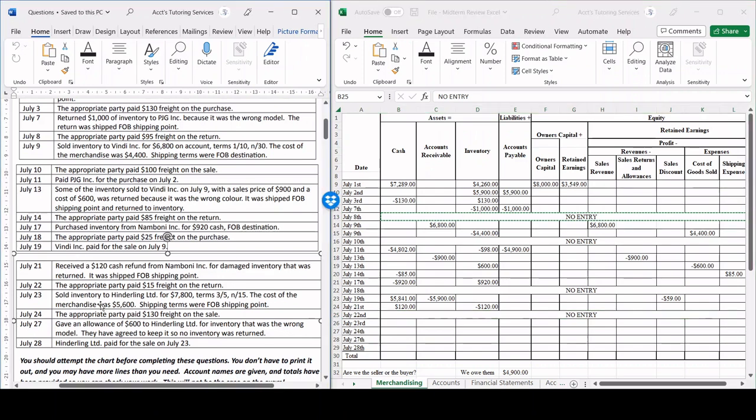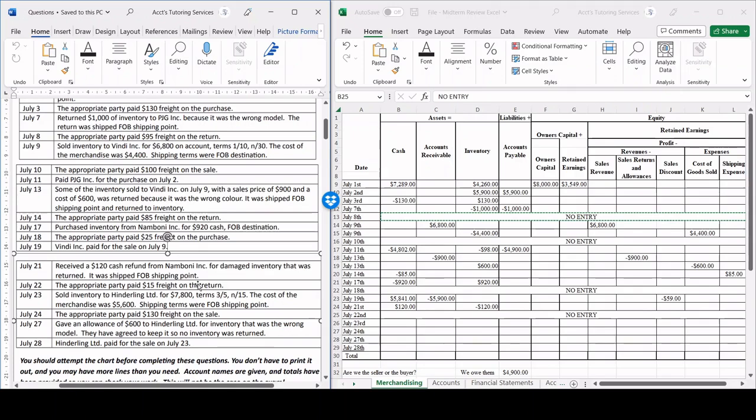Now, we sold inventory to Hinderling Limited for 7,800, terms 3/5, n/15. This means if you pay within 5 days, you get a 3% discount, no matter what, it is due net 15 days. The cost of the merchandise was 5,600. Shipping terms were FOB shipping point. So the first question is, are we the buyer or the seller? We're the seller because we sold inventory. We didn't purchase inventory, we sold it.